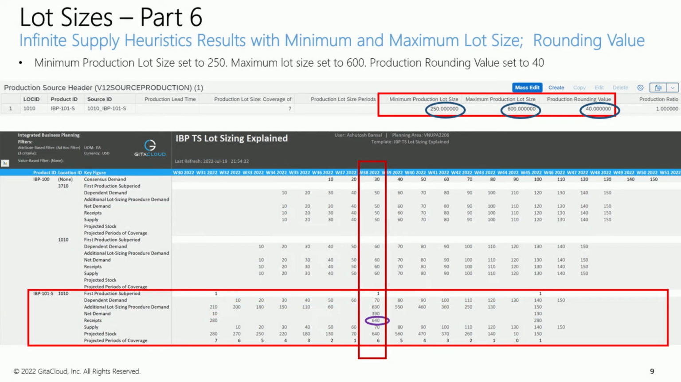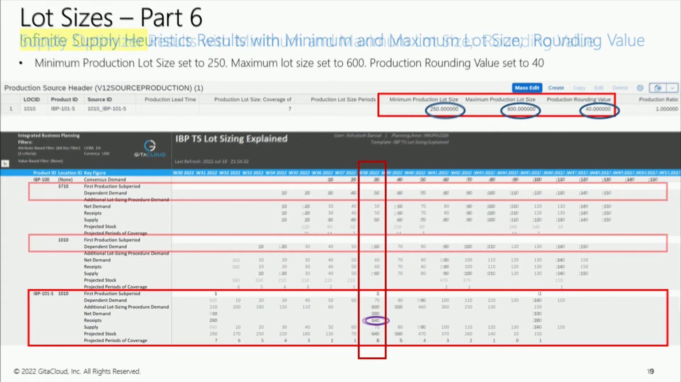Infinite supply heuristic ignores maximum production lot size parameter. You can see that we continue to have 640 units planned in week 38, which is in violation of the maximum lot size constraint of 600. The results are exactly the same as when we had a blank value in the maximum lot size attribute.